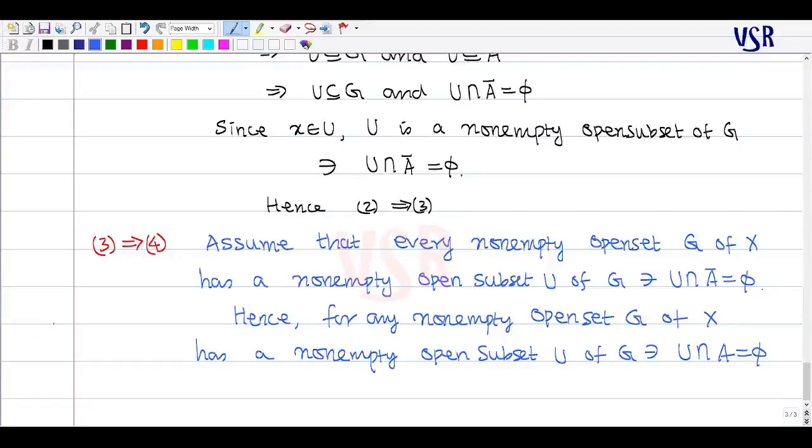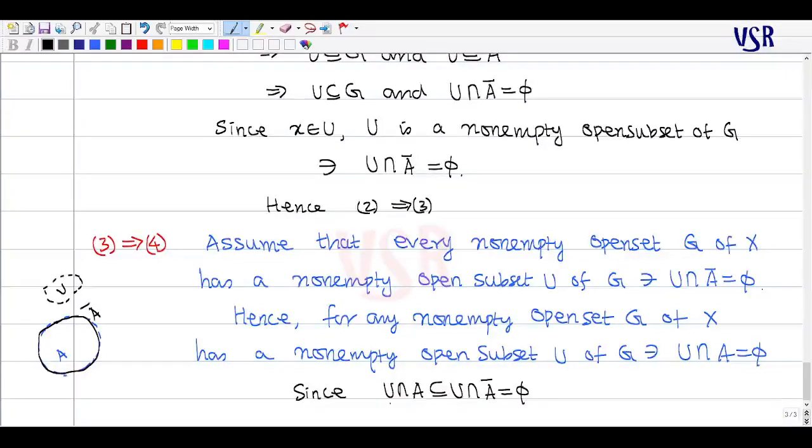So look here, this dotted line is A. Okay, this is A. Then A closure is this curve, I have included all of it. So this is my A closure. Then U is away from it. So this is an open set U. It does not touch A closure, and if it does not touch A closure it will not touch A either. Obvious, very similar result. Since U intersection with A is a subset of U intersection with A closure, which is empty, this will also definitely be empty. Okay, so this is 3 implies 4.